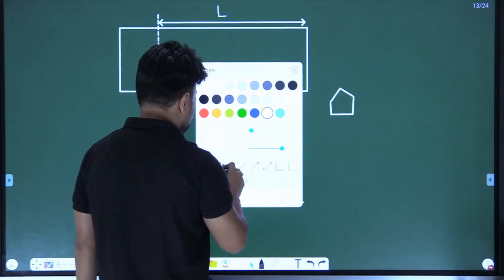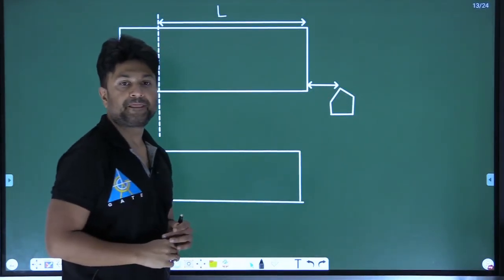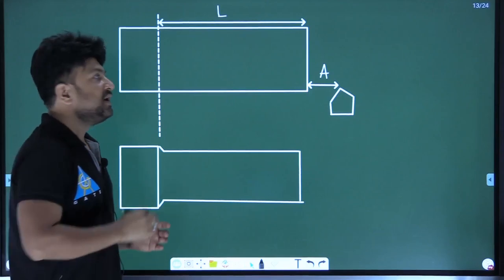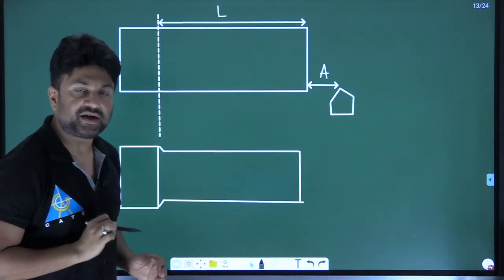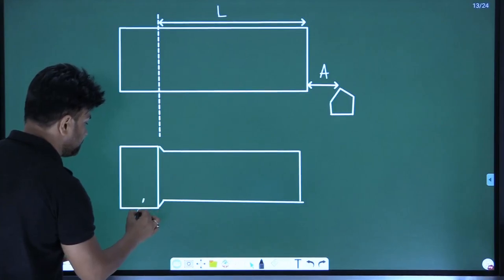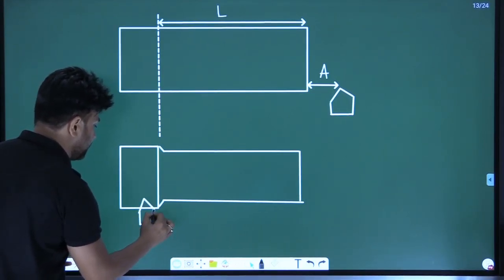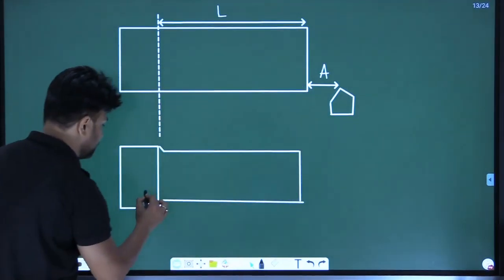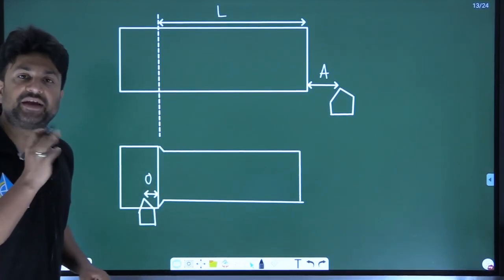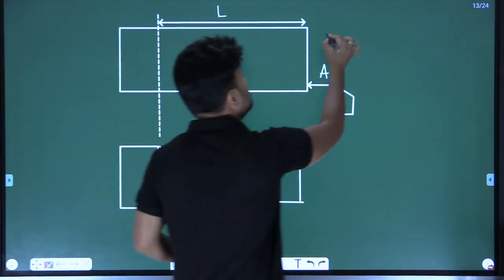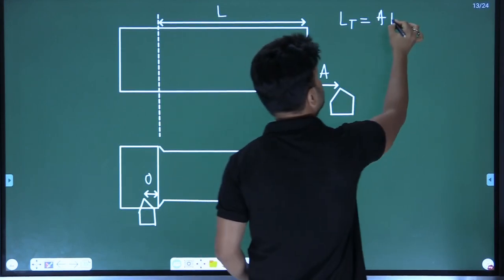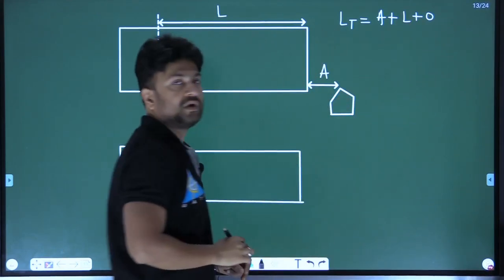Here you can see my tool starts its journey from that point. So first of all, to cut the workpiece, the tool has to travel that much length. Let's say it is an approach length. Then it will cut the desired cutting length. It is not necessary always, but sometimes for safety purposes, we will move our tool after the cutting of the desired length, and that length is known as over travel distance. If it is given in the question, then you take it, otherwise you don't need to. So the total cutting length will be equal to approach plus turning length plus over travel, right?